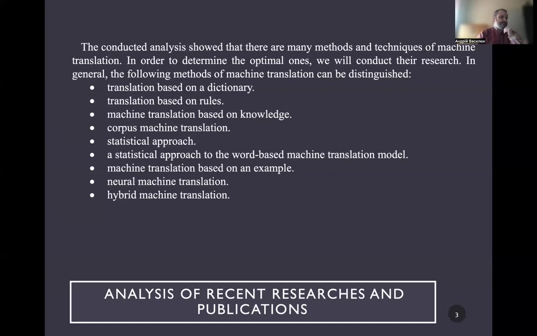Next one is a statistical approach to the word-based machine translation model. The basic unit of this methodology is a word. Next, neural machine translation. This innovative method of machine translation, where machines learn to translate through one large neural network consisting of many computing devices, studies the structure of the brain. Hybrid machine translation is the last one. It represents the integration of different approaches to machine translation, resulting in high quality translation at high speed.